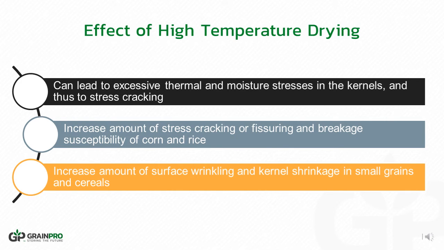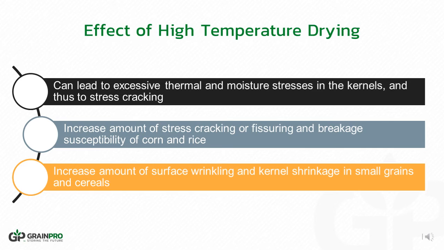Effects of high temperature drying are as follows. High temperature drying can lead to excessive thermal and moisture stresses in the kernels and thus to stress cracking. It increases the amount of stress cracking or fissuring and breakage susceptibility of corn and rice. It also increases the amount of surface wrinkling and kernel shrinkage in small grains and cereals.